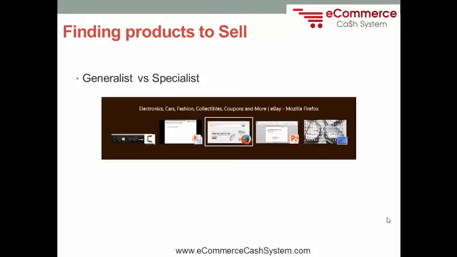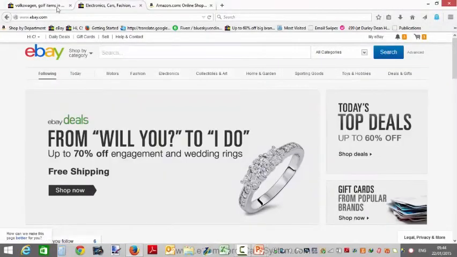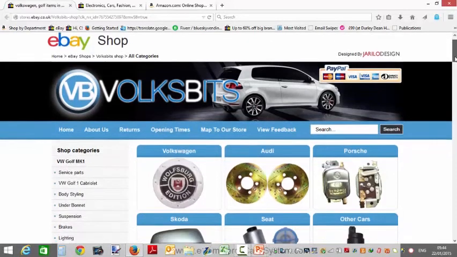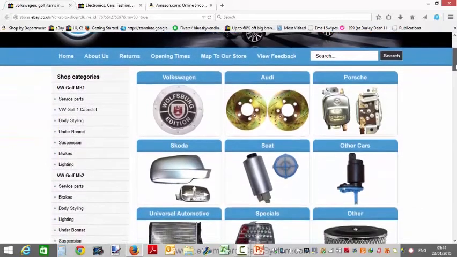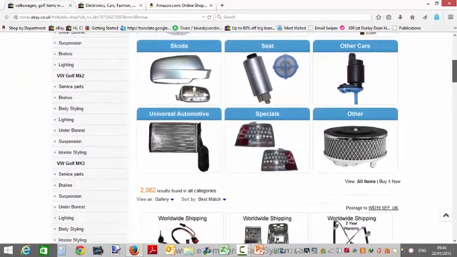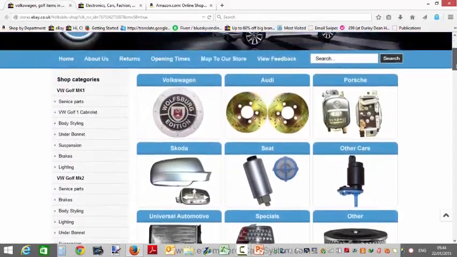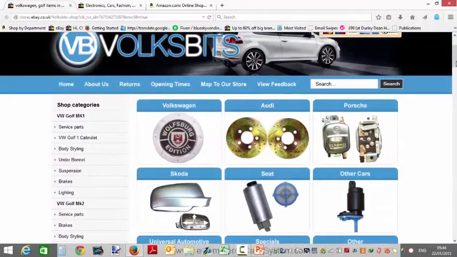This is an example here. In the UK, there's one called Volksbits, and that's a store that specializes in spare parts for Volkswagen. Now, they have a very wide range, as you can see, of related products. They probably have a good sourcing operation, and most importantly, their specialist approach gives them credibility with customers. They can also add specialist knowledge to the mix, which makes it easier in cases of customer queries and the like.